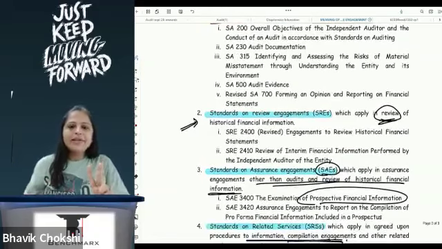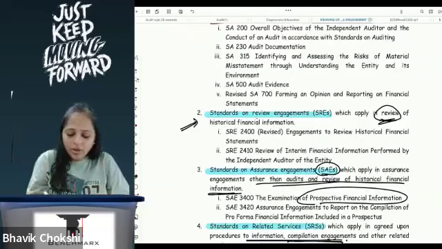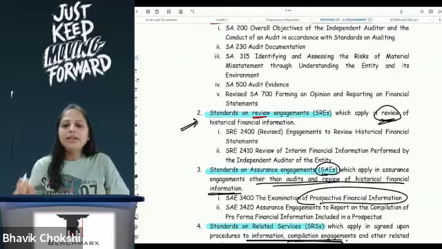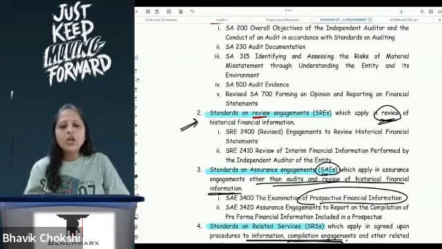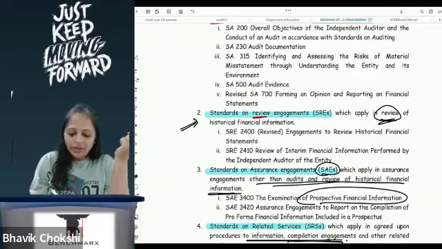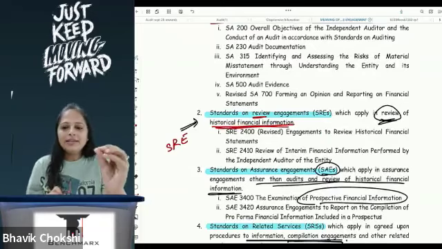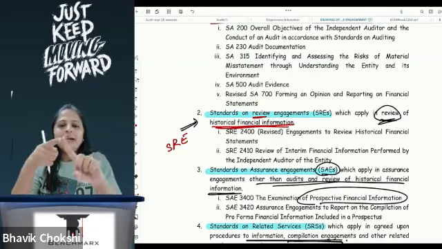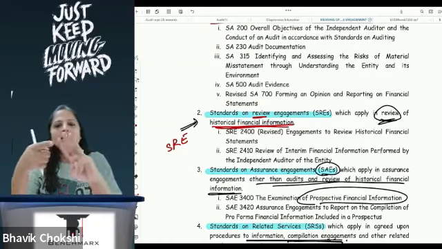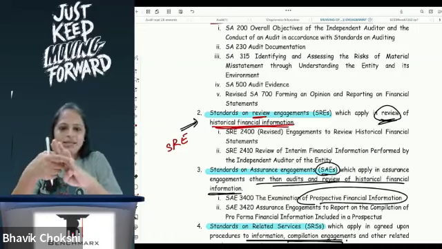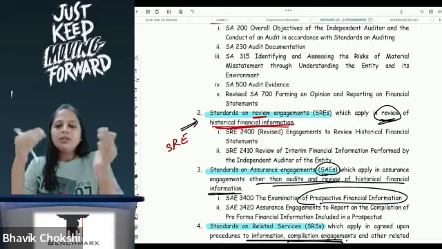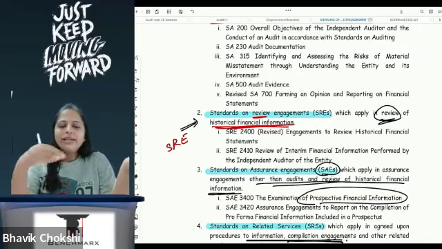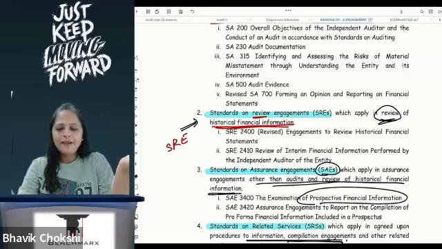Second is my standards of review engagement. So when I'm talking about review engagement, whenever in the exam a question is asked that there was a review of this particular thing, you should immediately understand that we will talk about SREs, because this is review of historical financial information. So basically in the exam, when a case study is asked, you should be able to identify whether I am talking about SA, SRE, SRS, or SAE. What am I talking about? Based on that, you will know which chapter I am talking about, and accordingly I will be able to answer my question. Are we understanding?